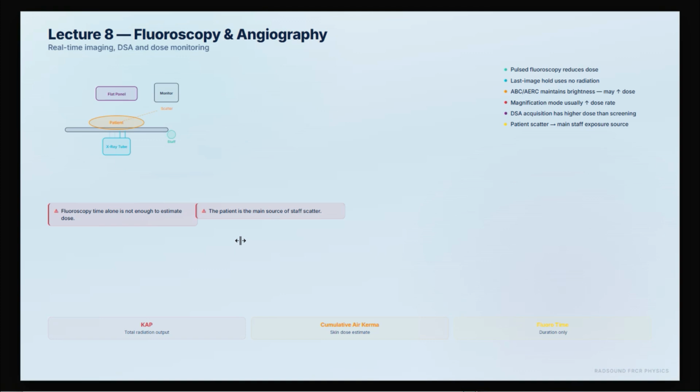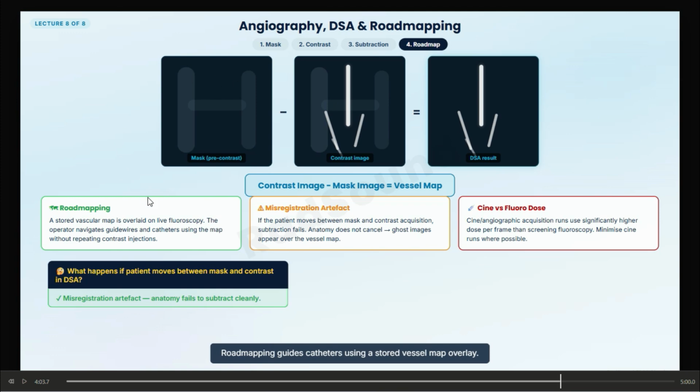Remember also the DSA, we are just using the photoelectric effect on the X-ray image. So we capture a mask image without contrast, the pre-contrast image, then we inject iodine contrast, then we subtract the mask image from the contrast image. So only the contrast-filled vessels will remain. So this is important. But mostly now we are using MRA, MRI angiography, or CT angiography and others.